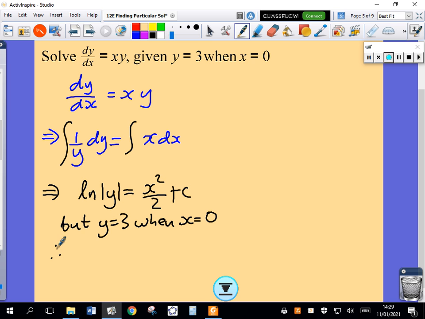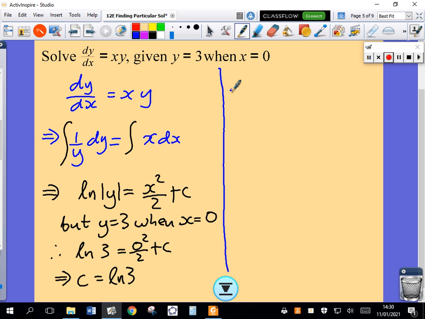So therefore, the natural log of the absolute value of y, well, the absolute value of 3 is just 3. That's equal to 0 squared over 2 plus c. Okay, which tells me that the constant c is just the natural log of 3. Now you can approximate that, but there's not any point. It's not a very nice looking number. I would just tend to leave it as the natural log of 3.